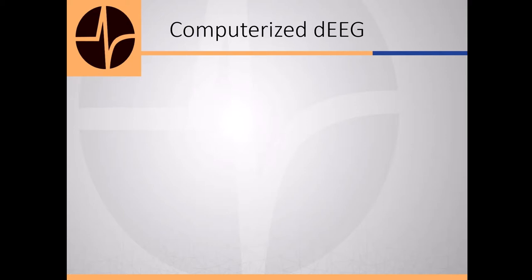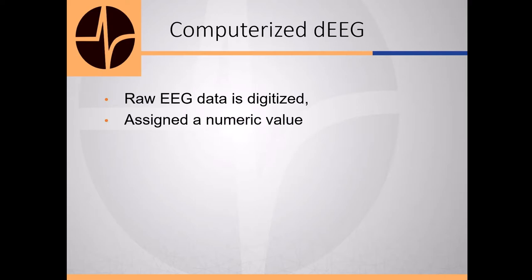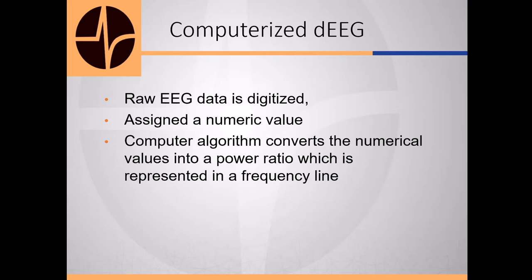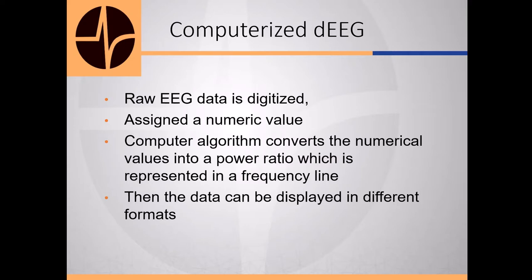Talking a little bit about computerized digital EEG, it's raw EEG that is digitized, is all it is. This came up in the 90s, when we started really getting into this. It's assigned a numeric value. A computer algorithm converts the numerical values into a power ratio, which is then represented in a frequency line. And then you can display it in different formats. So it's taking the information and putting it into numbers. They say math can solve anything, and this is proof of that.